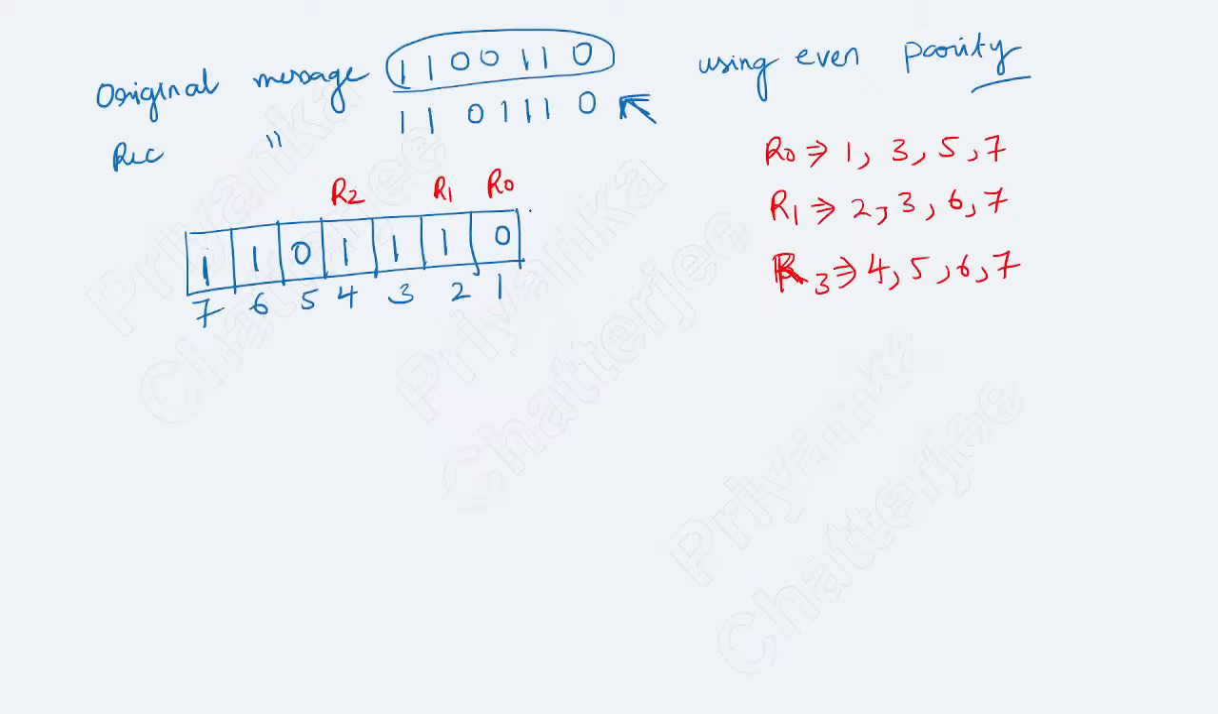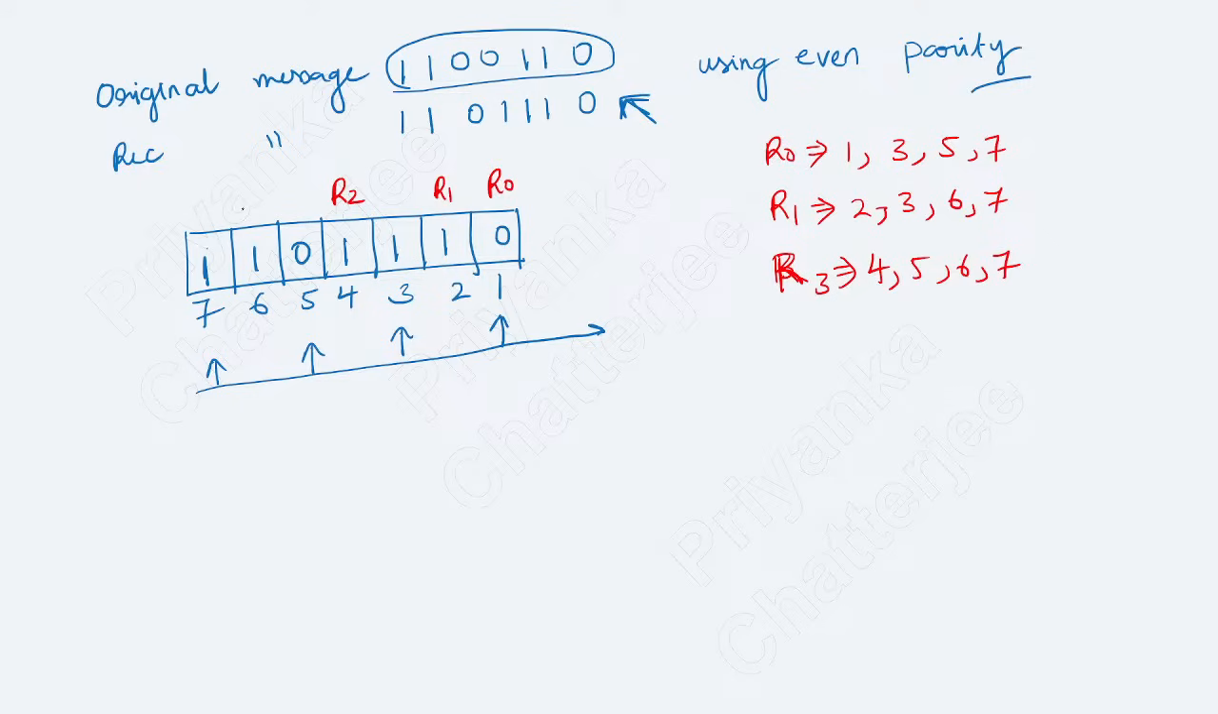So that is the reason R0, R1, R2 are the fixed bits it will check. Now the even parity: see how to check the even parity. Here for R0 you will take 1, 3, 5 and 7. These are the bits you are going to check. Right? 1, 3, 5, 7.